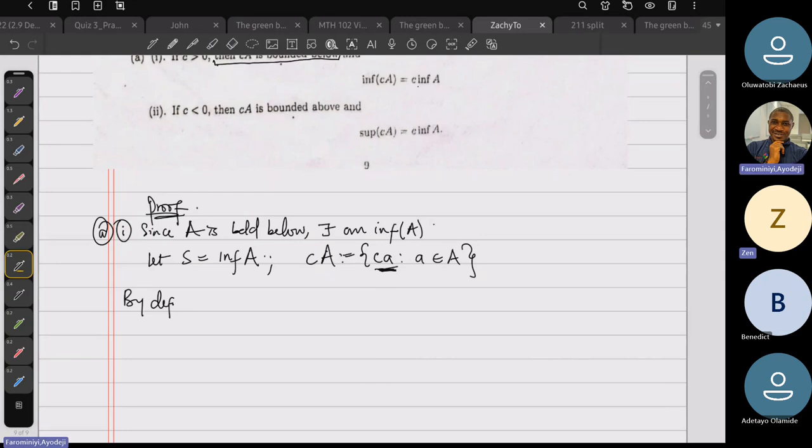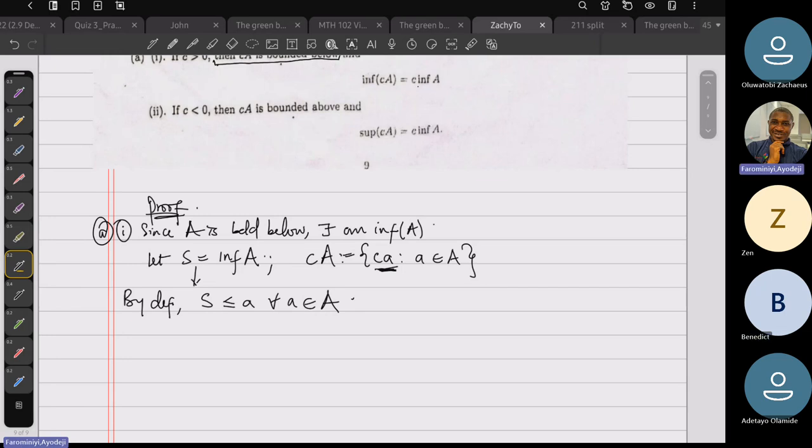So by definition, that means S is less than or equal to A for all A. This is why I was particular; I spent time with the definition, because we are going to be making use of a lot of definitions. That is one of the first properties of infimum: S is less than or equal to A for all elements in A.